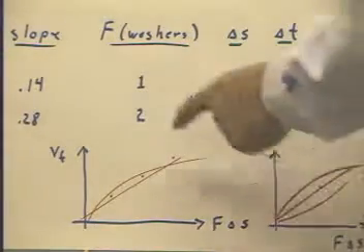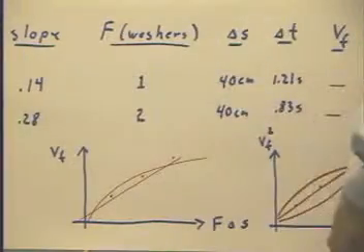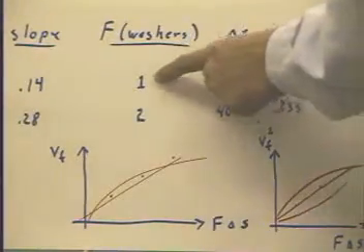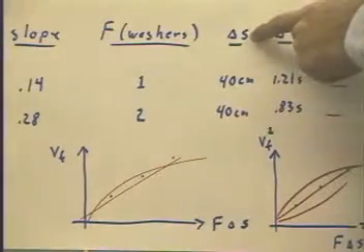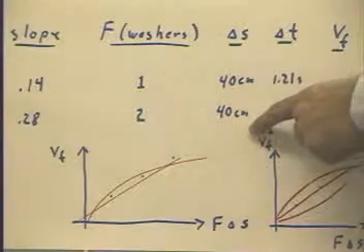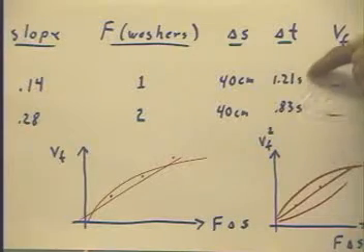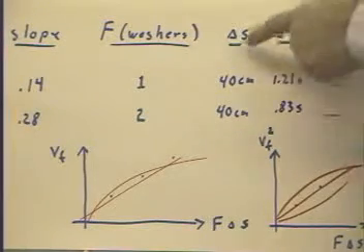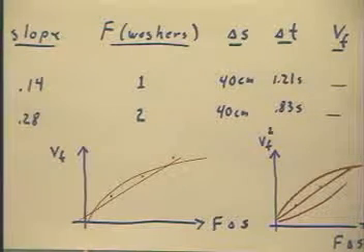The data that we get will consist of a series of slopes, more than two, but I've just written a couple. The force in washers, one washer, two washers, etc. The displacement over which the car coasts down the incline, and the delta t as the car coasts down the incline. From the delta s and the delta t, we're going to be able to figure out the average velocity.